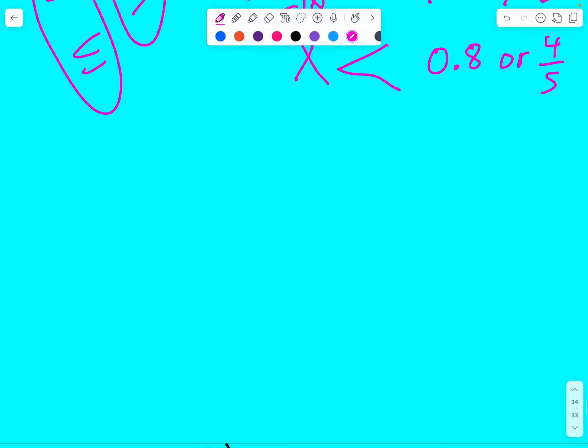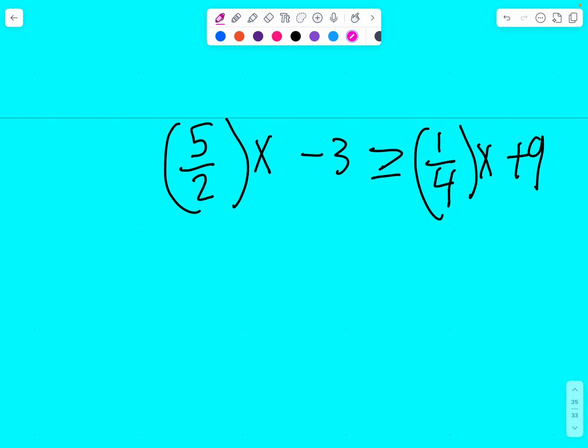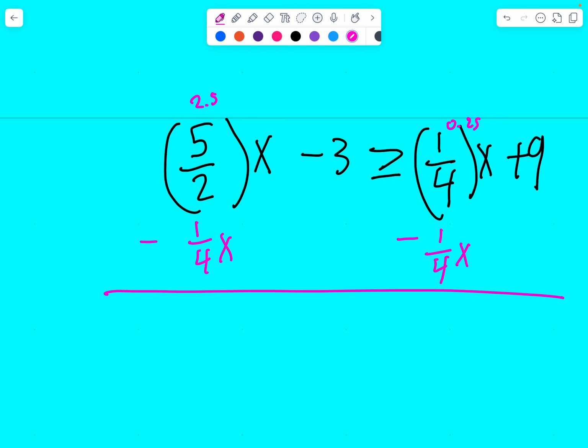All right, let's try this fraction one. We have 5/2 x minus 3 is greater than or equal to 1/4 x plus 9. This one's a bit of a doozy. So I'm going to try to get x alone. I know 1/4 is 0.25, like decimal-wise. I know 5/2 is greater, because if you do 5 divided by 2 on a calculator, you would get like 2.5. So I'm going to minus 1/4 x on both sides, because I would rather have a big number minus a little number than a little number minus a big number, because I don't want to mess with negatives. I don't like them.